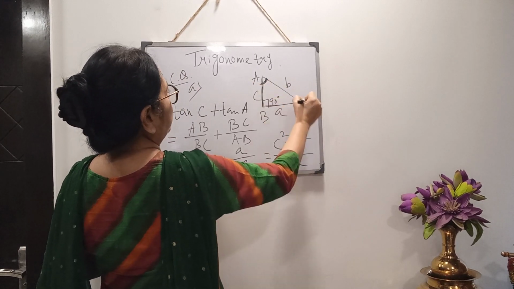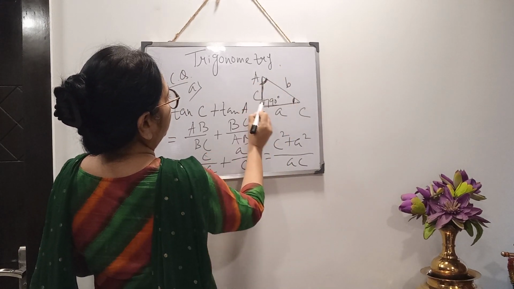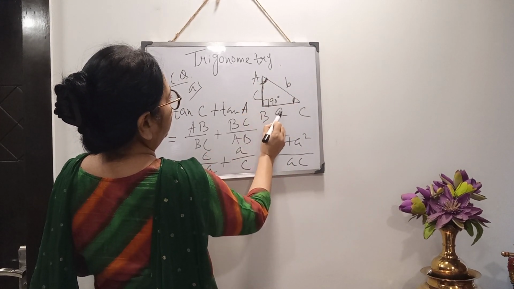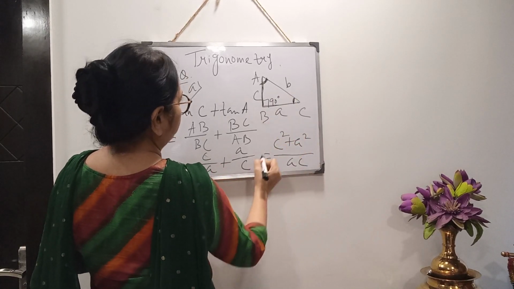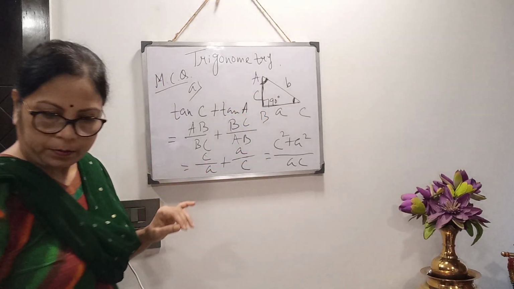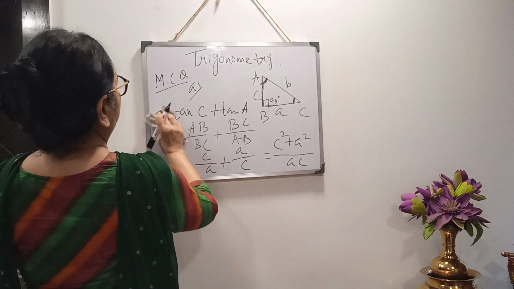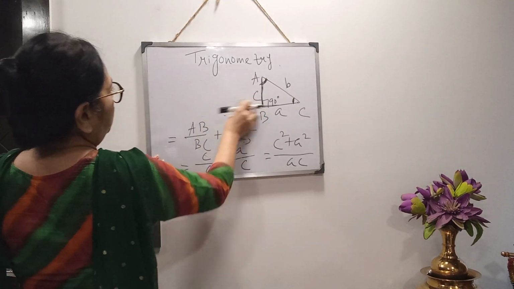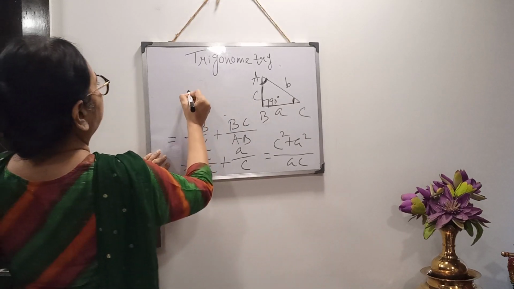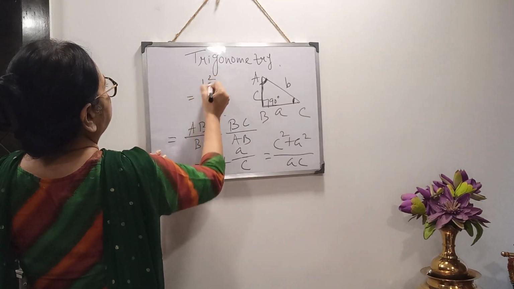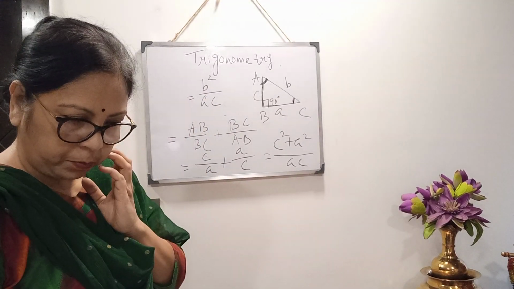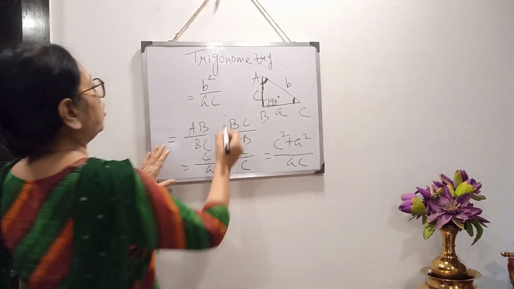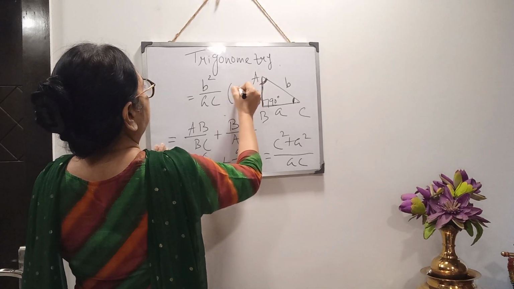Now this is a right angle triangle. So perpendicular square plus base square equals hypotenuse square. So C square plus A square equals B square, and we can write B square by AC. So which option? B square by AC, or CA? Option 2. It is the correct one.